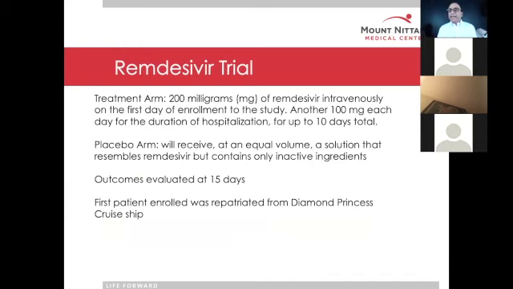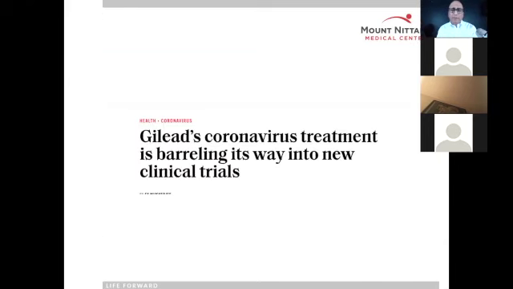And the trial that is about to start is actually going to occur where the treatment arm will get, as you can see, intravenous medication, and then there will be a placebo arm, and outcomes will be evaluated at about 15 days. The first patient enrolled in this study has already been enrolled and was repatriated from the Diamond Princess cruise ship. So our hope is that fairly rapidly this can then be tested, and you can get results depending on how many patients are able to be enrolled. That will determine how quickly we can get results from this trial.